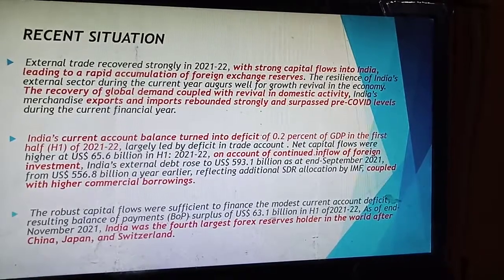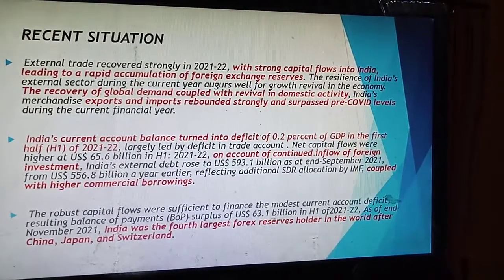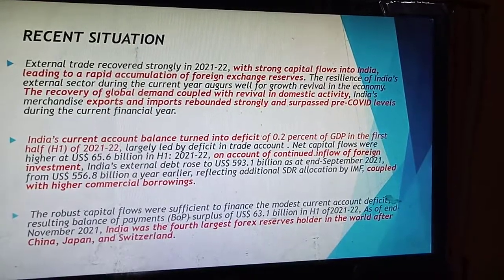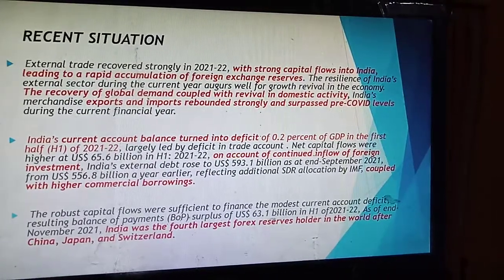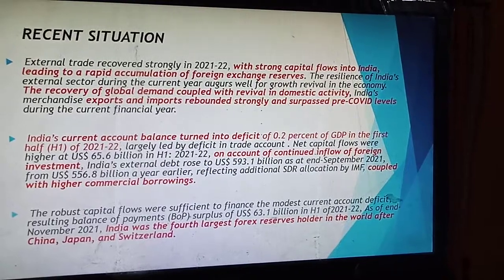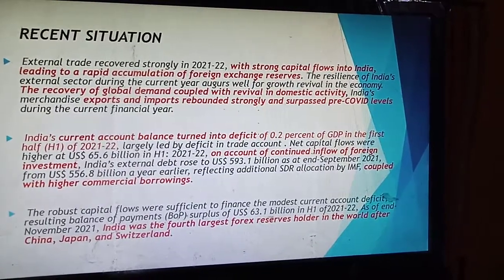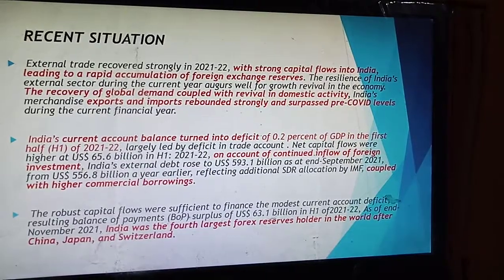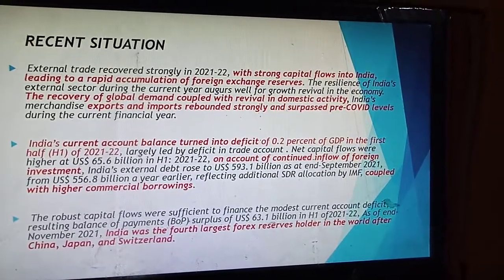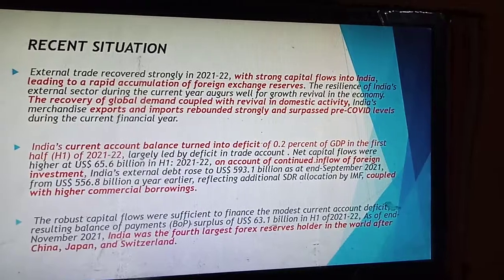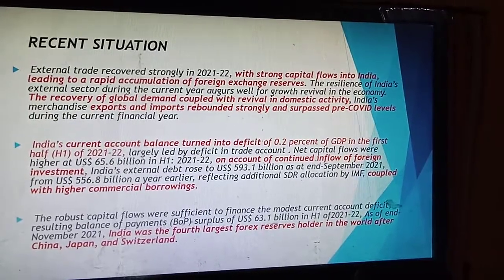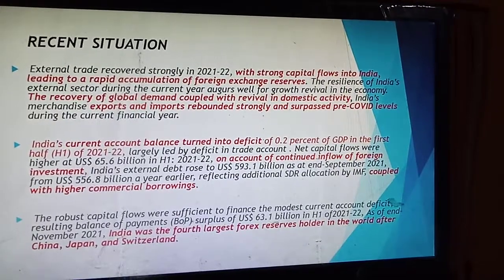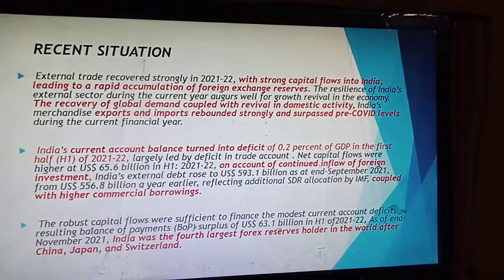India's external debt rose to US dollar 593.1 billion as at end September 2021 from US dollar 556.8 billion a year earlier, reflecting additional special drawing rights allocated by the International Monetary Fund coupled with higher commercial borrowing. And India was the fourth largest forex reserve holder in the world after China, Japan and Switzerland.